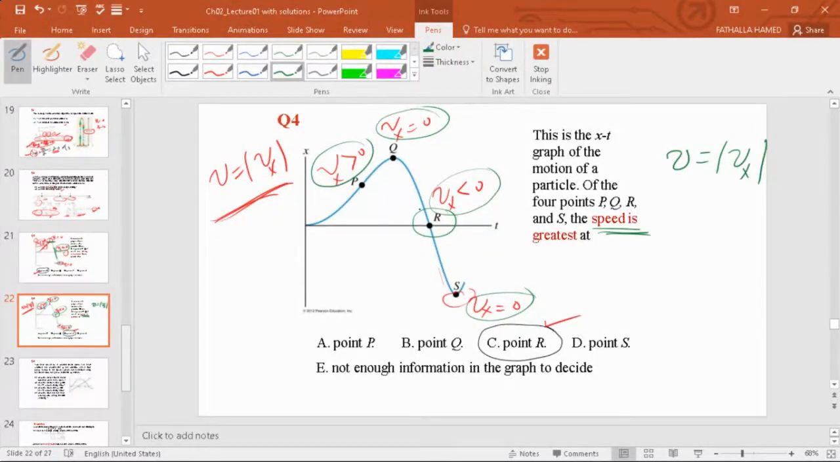And that's the difference now. When we talked about velocity, we said, no, the greatest velocity is point P. But when we talked about speed, we said, well, the greatest speed is basically at point R. Are these points clear?